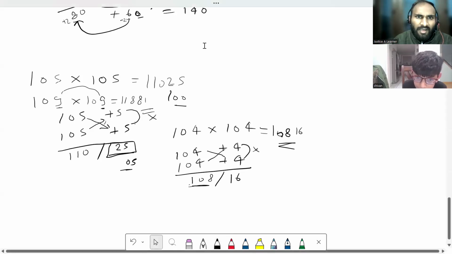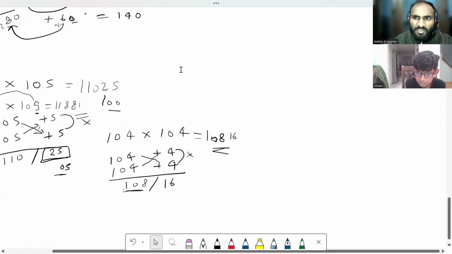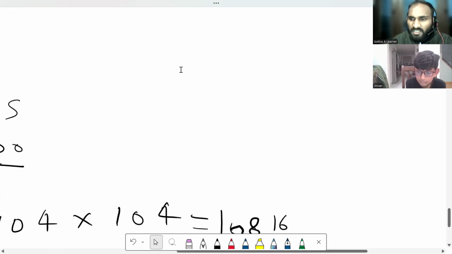Now I'm coming to the part of squares. Do you know what squares are? What is the square of 2?